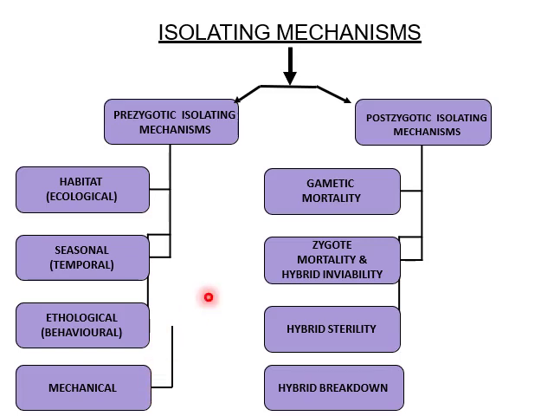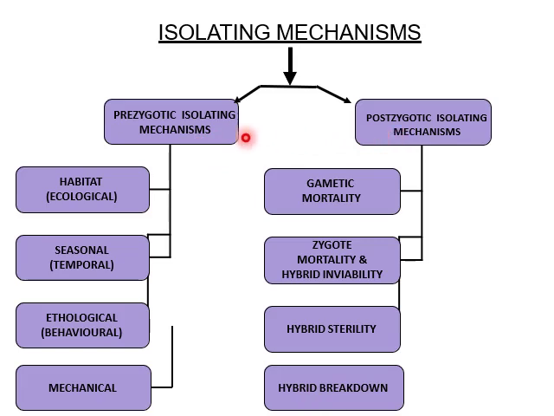On the other hand, if we talk about postzygotic isolation, there are four different types. Number one is gametic mortality. Number two is zygote mortality and hybrid inviability. Number three is hybrid sterility. And the fourth one is hybrid breakdown. We will discuss each type in the next slides, but here I want to introduce prezygotic isolation and postzygotic isolation.